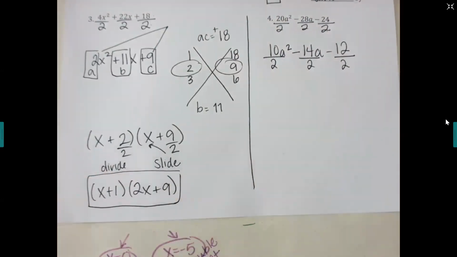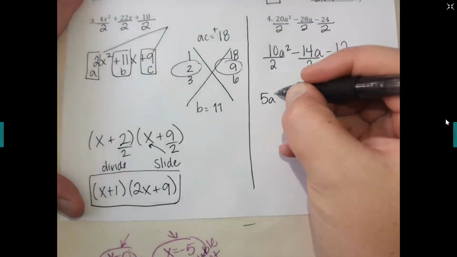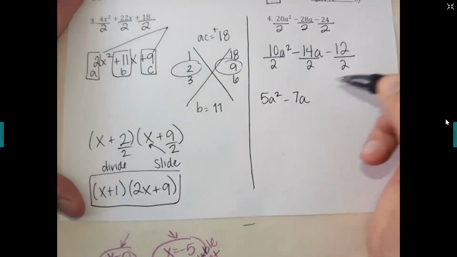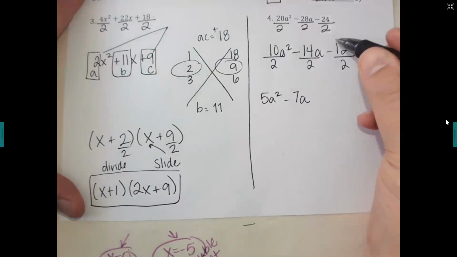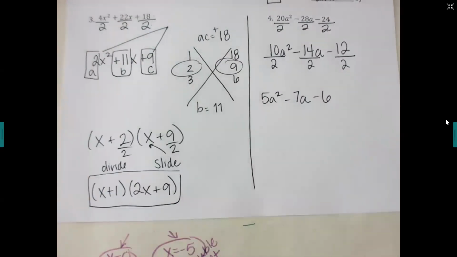So now my 10 divided by 2 is a what? 5a squared, what's in the middle now? 7a. Last one? 6. Minus 6. And now look at those. Can 5, 7, and 6 all divide by the same thing? No. Then that's when you know, okay, I'm ready to ABC and do my little X. Okay?